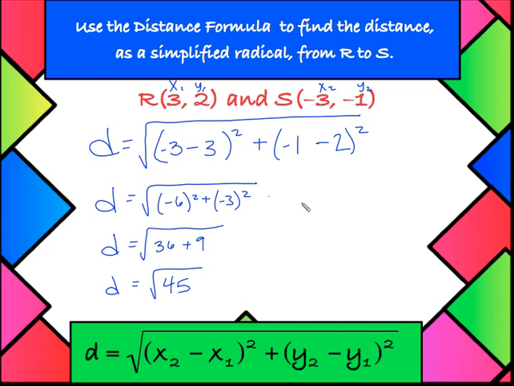And it says to leave it as a simplified radical, so now we just have to simplify it. So square root of 45 will break down to 9 times 5, and this will break down to 3 times 3. And so you can bring out a pair of 3's, and you have a leftover 5. So your distance is 3 radical 5.